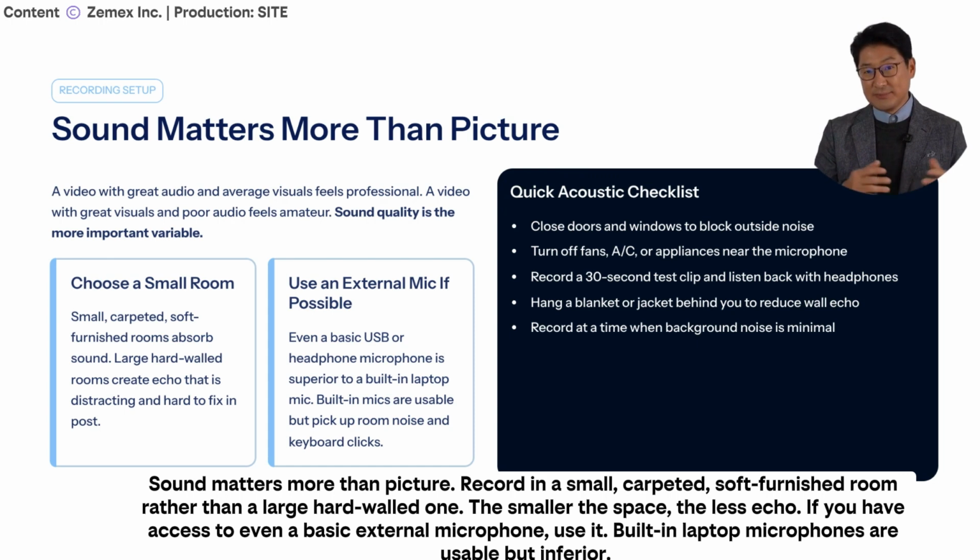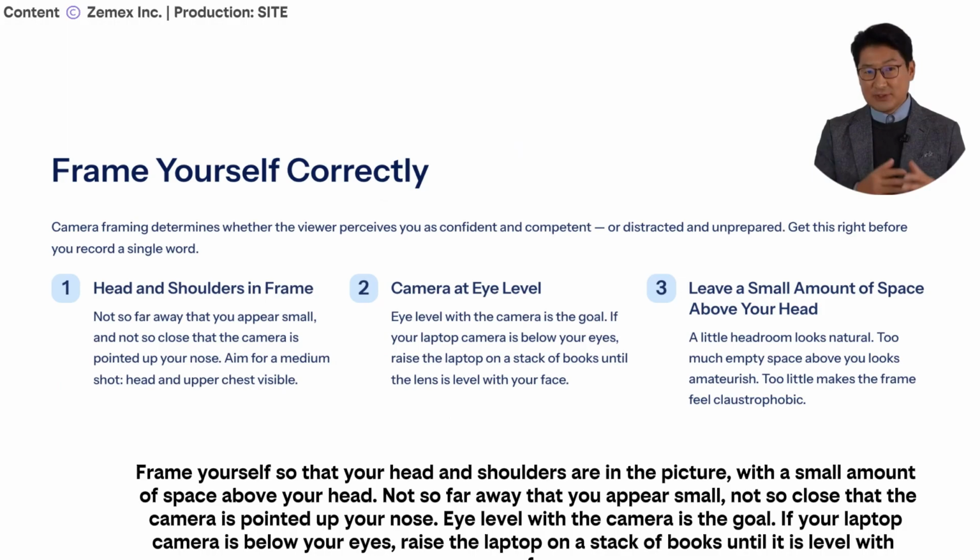The smaller the space, the less echo. If you have access to even a basic external microphone, use it. Built-in laptop microphones are usable but inferior. Frame yourself so that your head and shoulders are in the picture, with a small amount of space above your head. Not so far away that you appear small, not so close that the camera is pointed up your nose. Eye level with the camera is the goal.